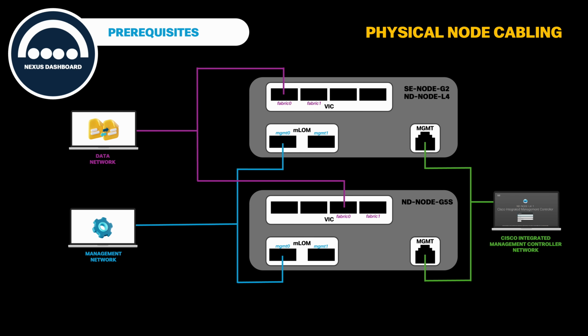The data network. The SE Node G2 uses the Intel 1455 card. The ND Node L4 can use either the two 10 gigabit ports on the NIC, the two 25 gigabit SFP ports on the NIC, or the Intel 1455 card. The ND Node G5S uses the optical connectors on port 3 and 4 located furthest to the right on the Intel 15425 card. Now let's talk about the management and data networks.